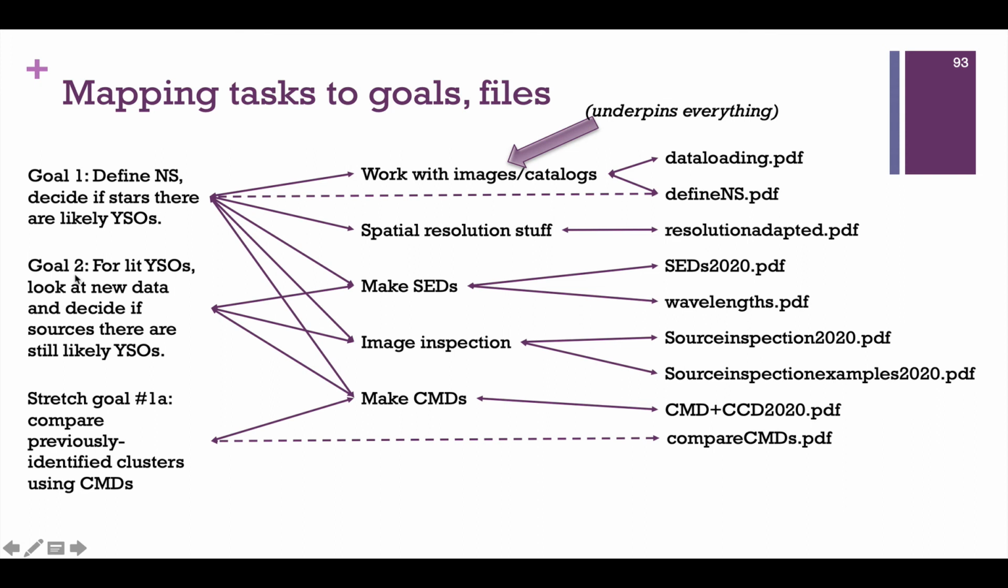Now our second goal is for the literature YSOs, we're going to look at the new data that we have now to decide if the sources that are in that literature list are still things that we think are likely young stars. And look, some of the tasks overlap. In order to do this, we need to know how to make SEDs, inspect images, and make color magnitude diagrams. So once you've mastered them in the context of goal 1, goal 2 should happen pretty straightforwardly. And then the stretch goal, 1A, that I'm pretty sure we're going to get to this week, is we're going to compare the previously identified clusters using color magnitude diagrams. So that depends primarily on the make CMDs part, and there's a file specifically for this task.